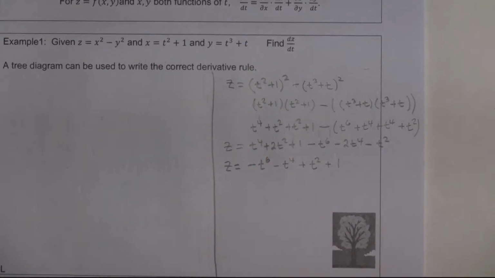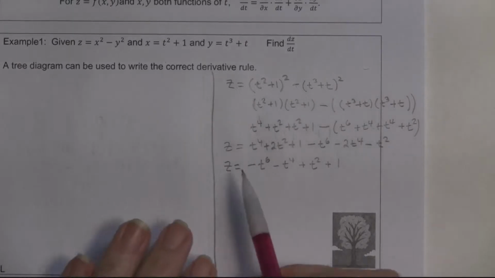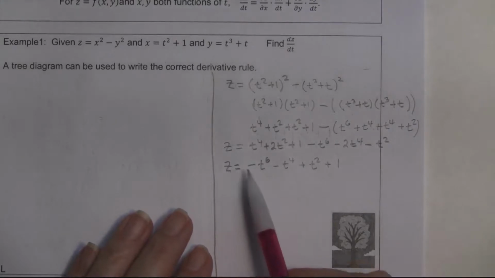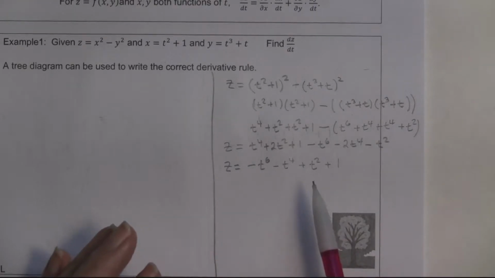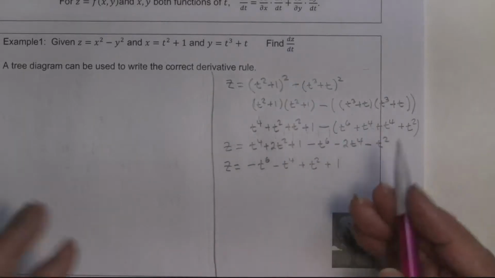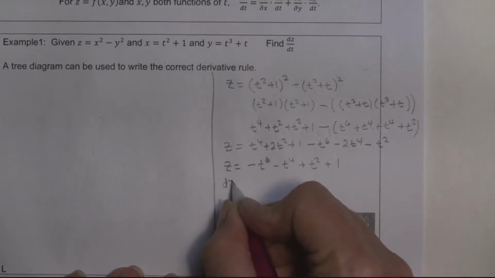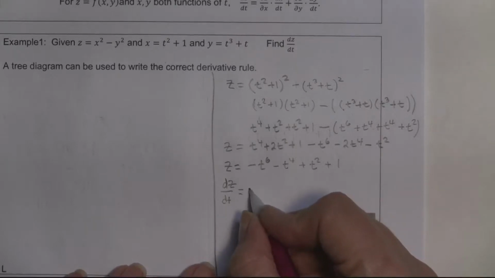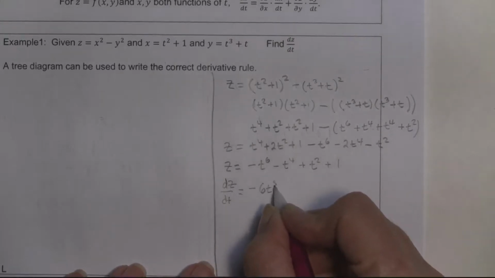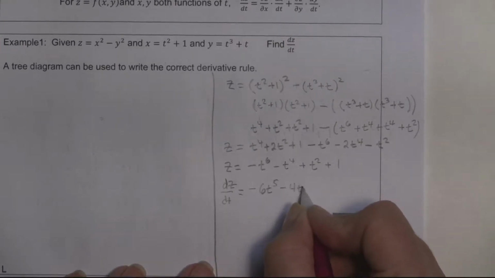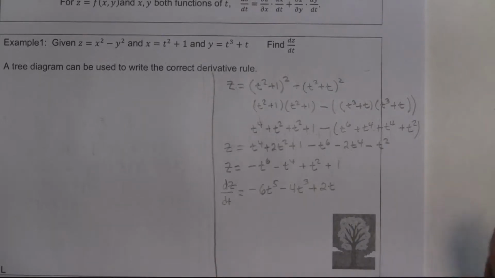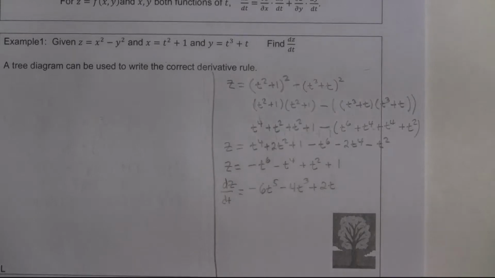And I finally have it. z is the dependent variable and t is the independent variable. I'm trying to find dz/dt. So here we go: dz/dt equals negative 6t to the fifth minus 4t to the third plus 2t. And so voila, we have our answer there.